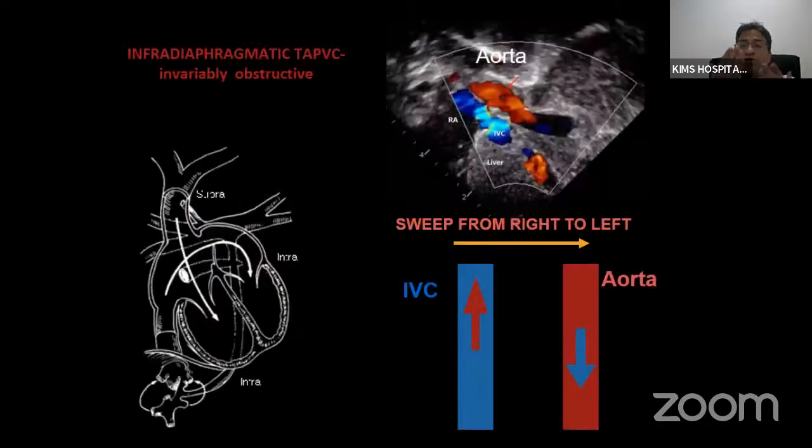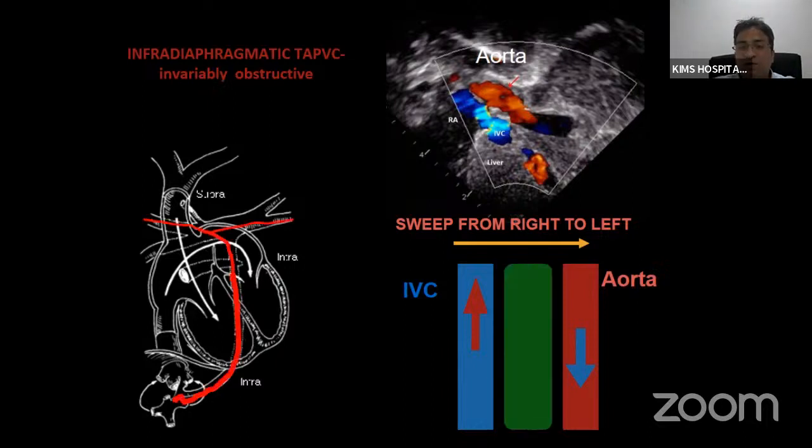Once you view from the IVC, put your probe vertical, then go towards the left side. Initially you will see the IVC because it's going to the RA. Then if you go further, you will see the aorta. IVC flow is from lower to up towards the RA, while the aorta flow is different. But if you see anything going in between the IVC and the aorta, that is always abnormal. That is very characteristic of TAPVC. We see sometimes a scimitar vein.